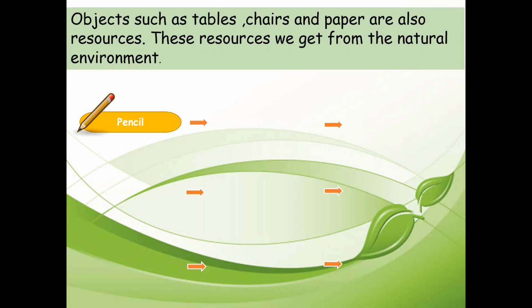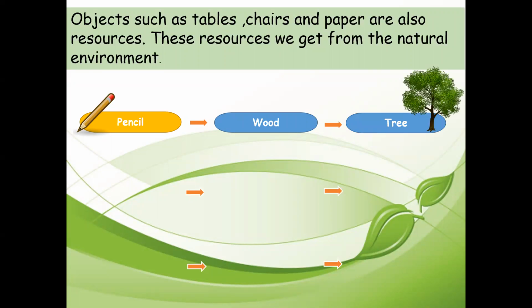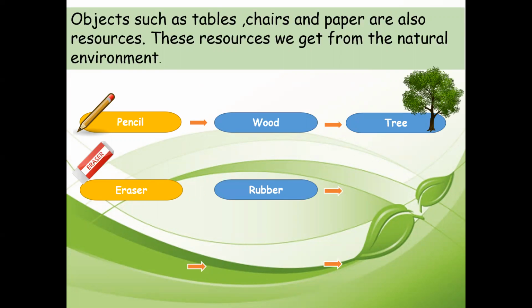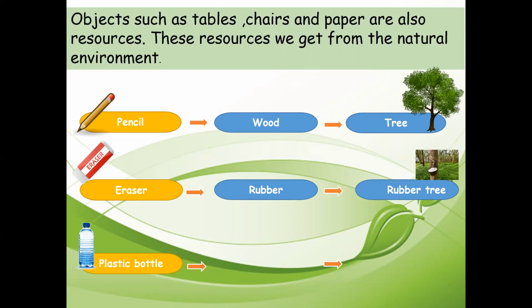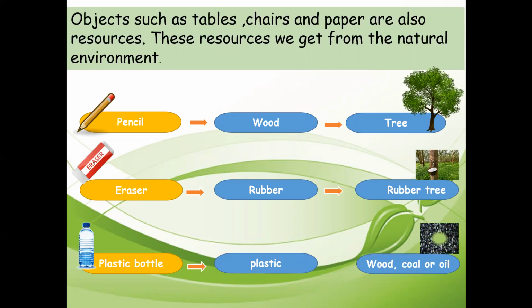To make a pencil, we need wood. From where do we get wood? From trees. To make an eraser, children, what do we need? Yes, we need rubber. And from where do we get rubber? Excellent, from the rubber tree. To make a plastic bottle, we need plastic. And from where do we get plastic? From wood, coal, or oil.